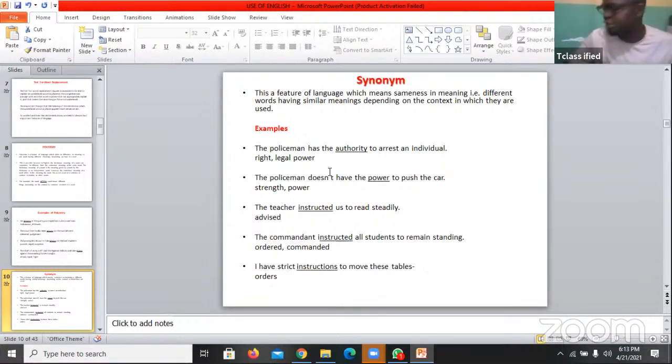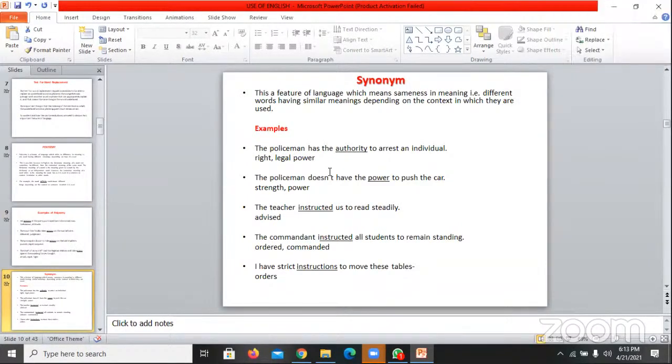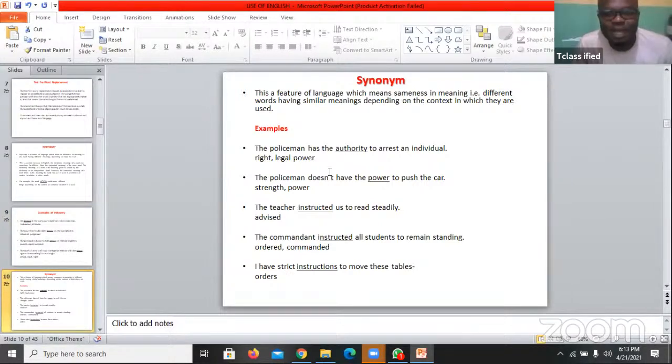Buchi, are we clear on this? Yes, sir. Okay, so let's look at the second one. The policeman doesn't have the power to push the car. He doesn't have the power to push the car. So what does power mean here? Power simply means strength. So that's why the synonym of power here is strength.